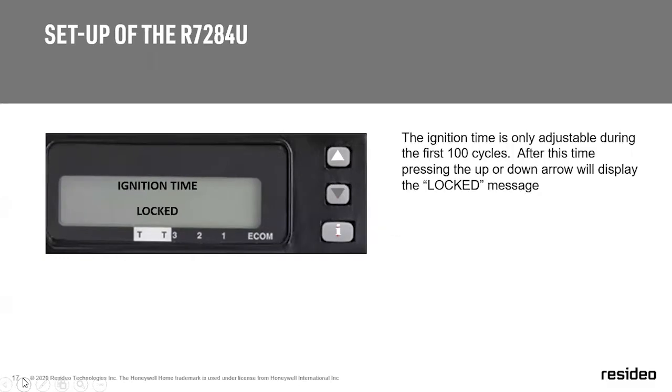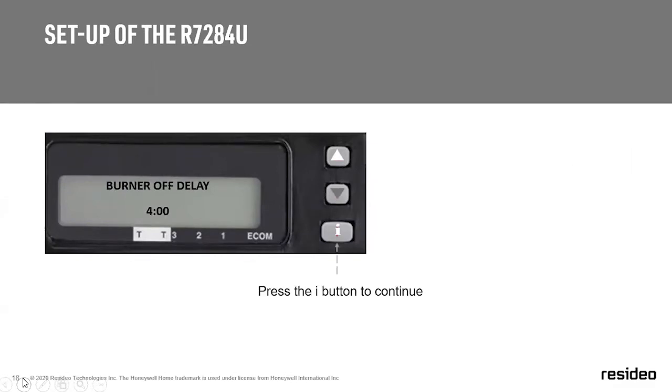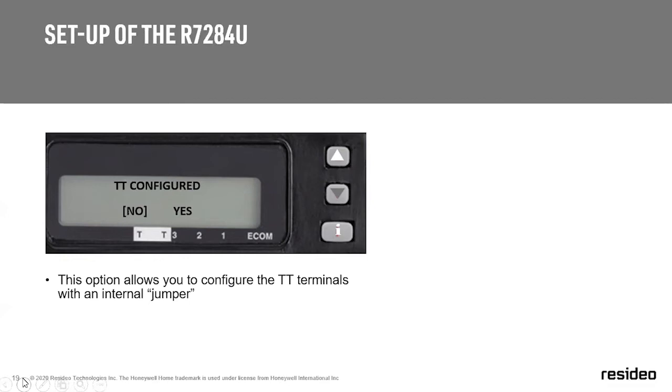There's no other device that I need. Everything's right there in the box itself. So burner off delay, I can adjust up and down arrows. I can just press the I button to continue. TT configuration. So this is where I don't have to put a wire jumper in. I just say yes, and I have it configured for TT.